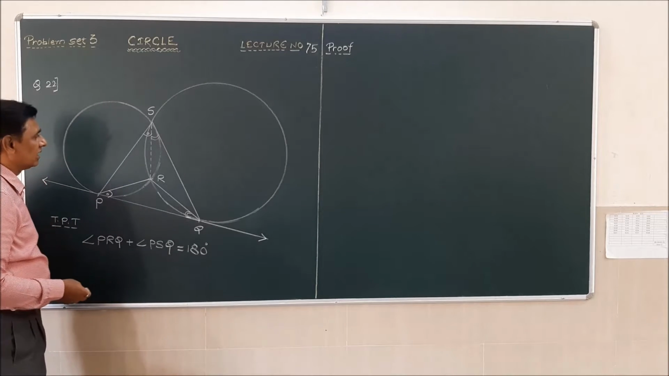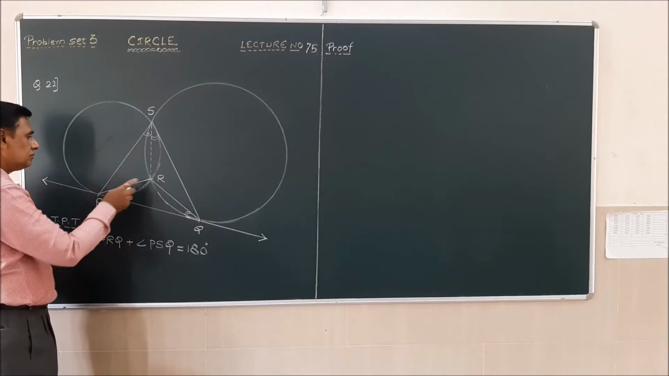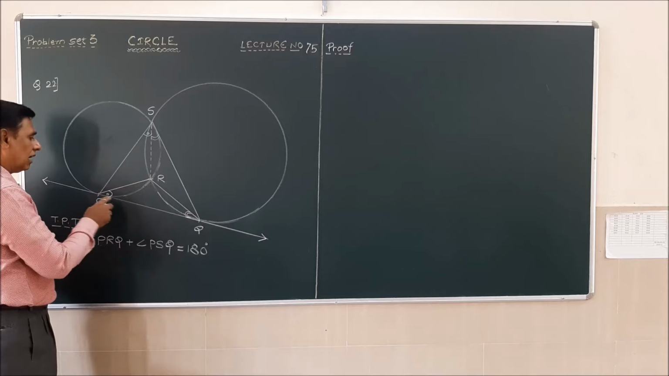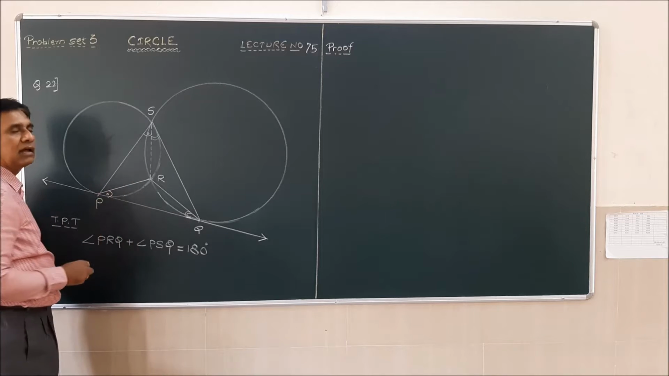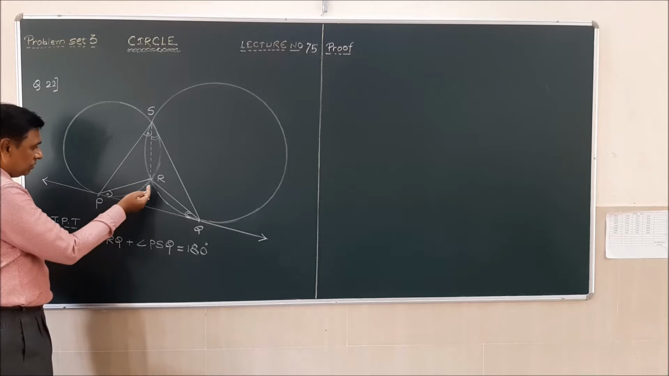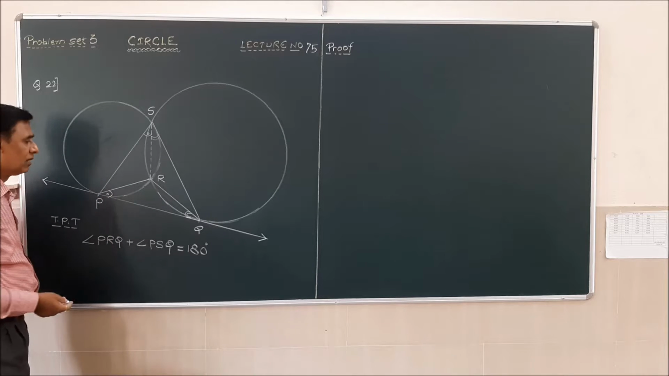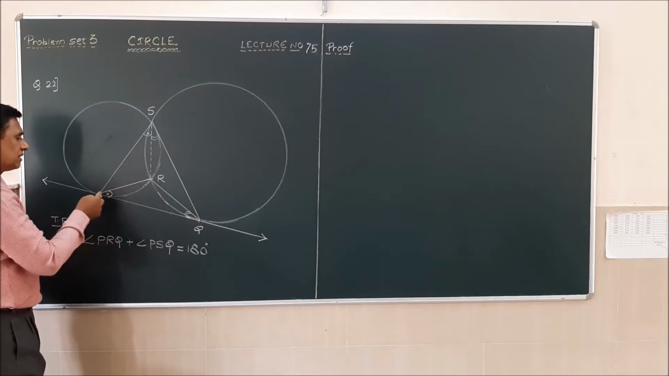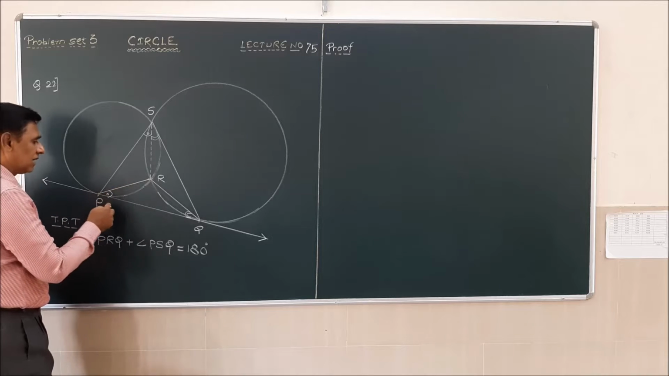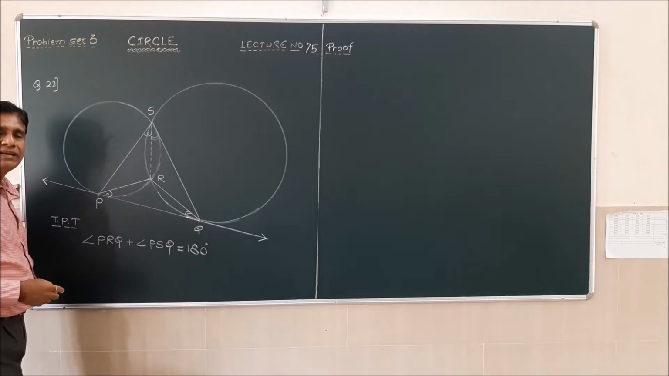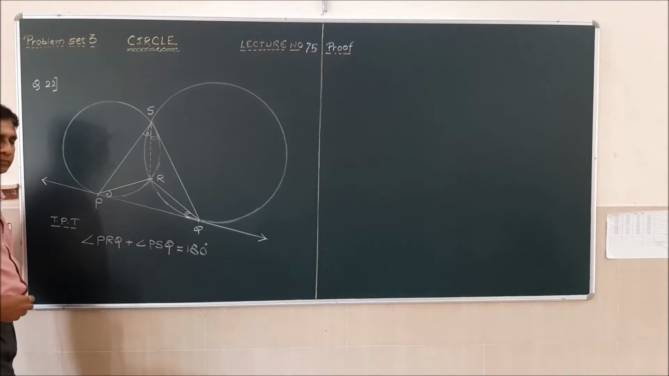Now please try to understand, dear students. Angle RPQ is equal to half arc PR. Why? Because PR is a secant and PQ is a tangent, so by the tangent-secant angle theorem.